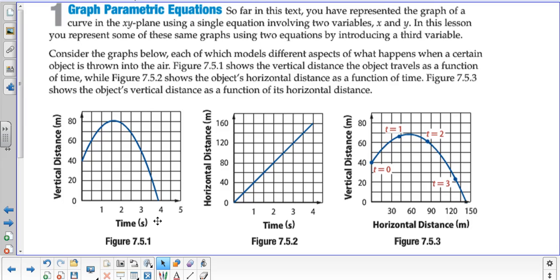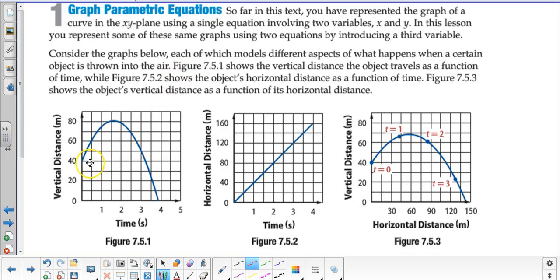Parametric equations. The idea here is that we're going to introduce a third variable. The trickiest part of today's lesson is going to be learning to use the new features on the calculator. But we're going to start out without a calculator, okay?